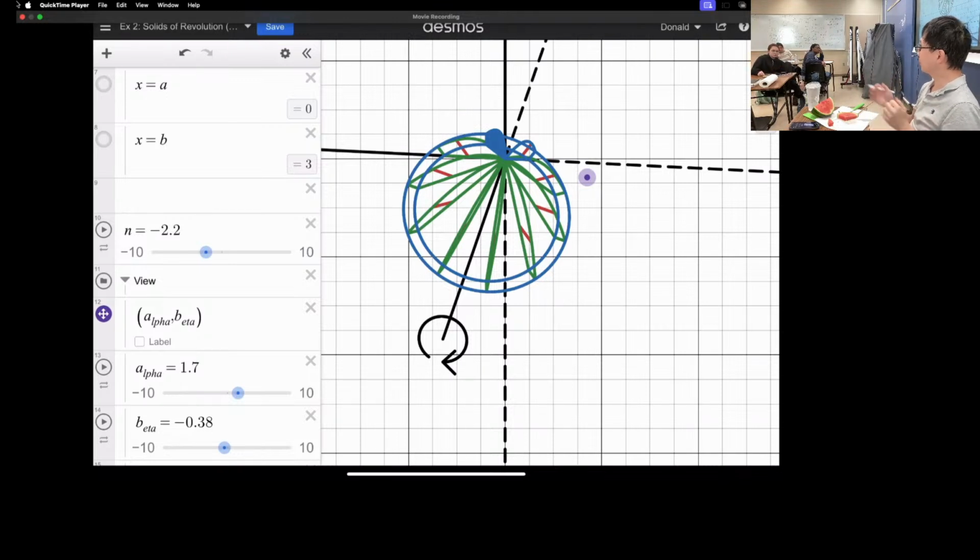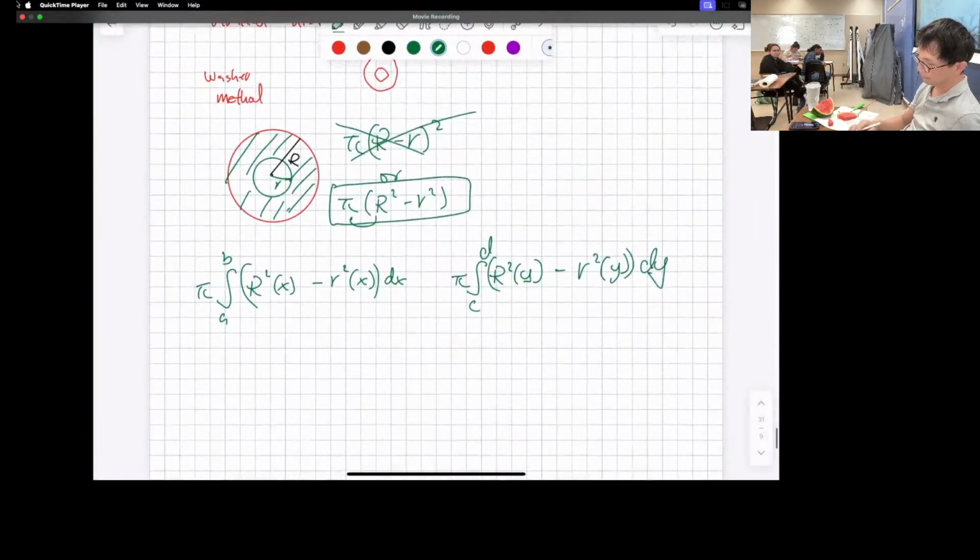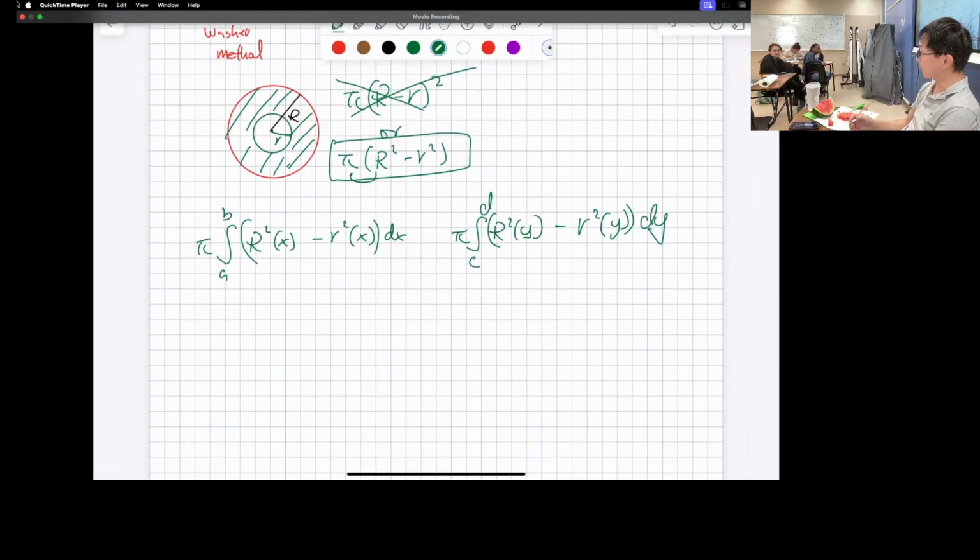I'll take a breather. You guys okay? I know there's a lot of expansion of the mind, but okay. So this is the washer method? Yes.